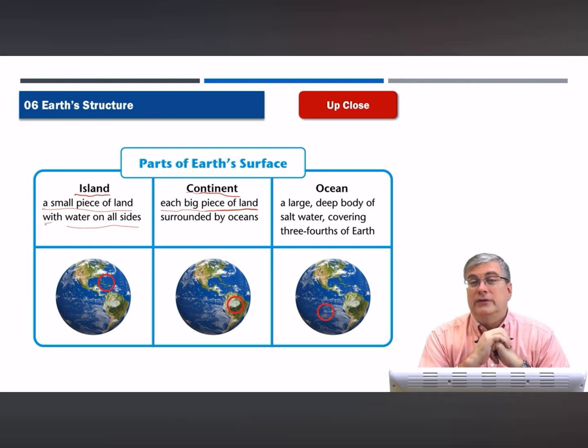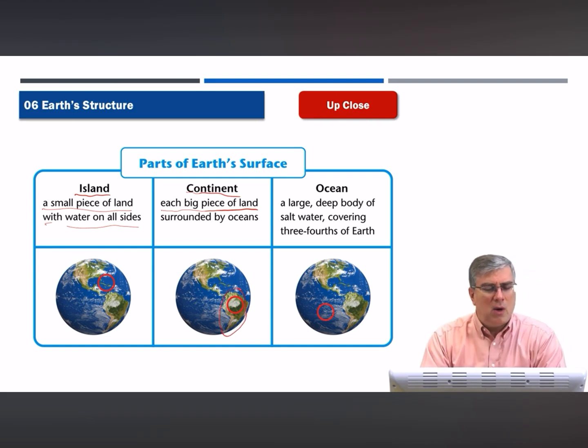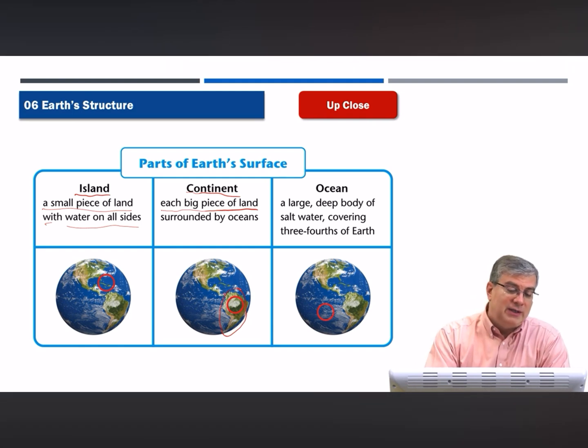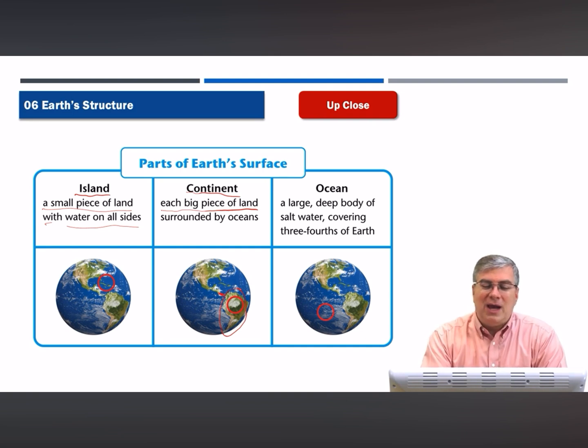But it's also surrounded by oceans. And of course, the circle here is on South America, which is a continent. You could say, well, isn't it an island? It's surrounded by water. No, not really, because it's so big. It is a continent. Okay, it's not really surrounded by water. Central America is attached to it right there. But anyway, okay. Then we have ocean.